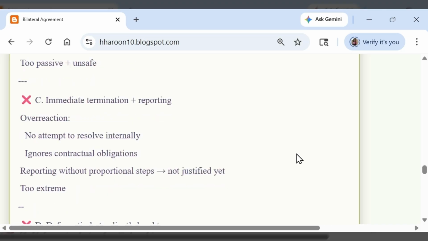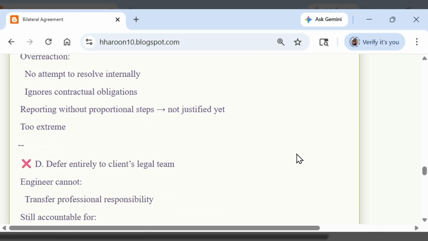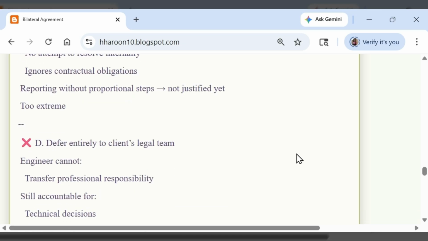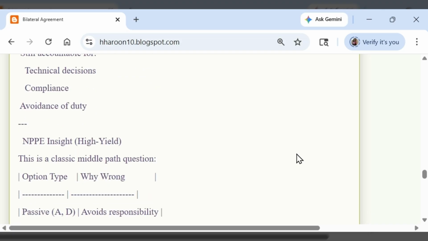C. Immediate termination plus reporting. Overreaction. No attempt to resolve internally. Ignores contractual obligations. Reporting without proportional steps, not justified yet. Too extreme. D. Defer entirely to client's legal team. Engineer cannot transfer professional responsibility. Still accountable for technical decisions, compliance, avoidance of duty.